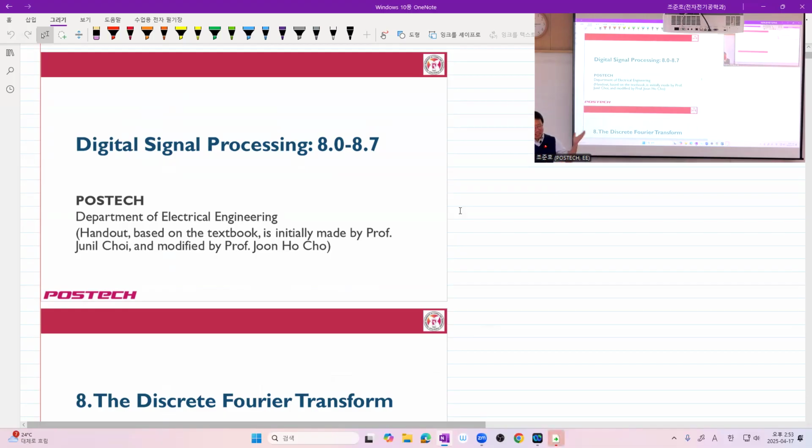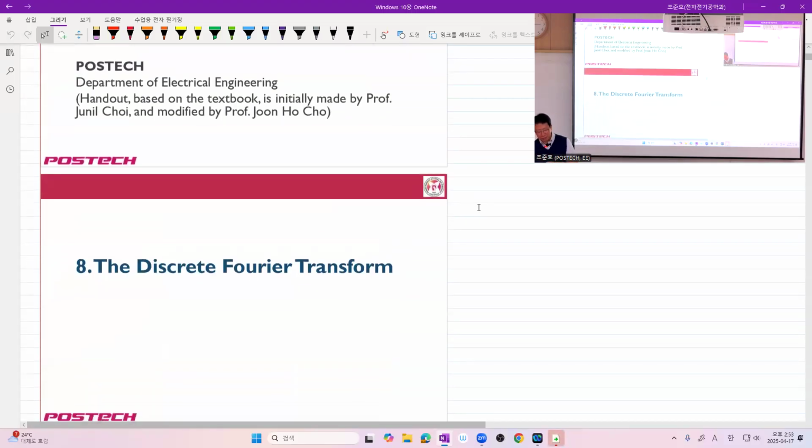Okay, here goes chapter 8. The topic is, as I announced, DFT. The first thing you have to remember is this one, because it was a real pity. Some students, after they graduate from the Department of Electrical Engineering, can't distinguish these two. You never do that, right? DTFT and DFT are related but different.